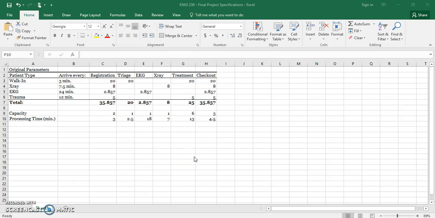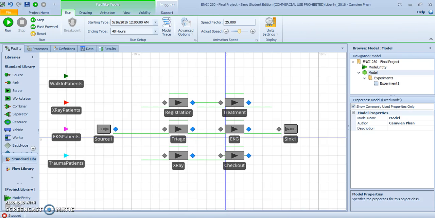In the previous video, I showed you how I simulated the emergency room, and now I'm going to show you how I want to optimize this emergency room and how I'm going to try and do it. So these are the parameters that we already talked about.